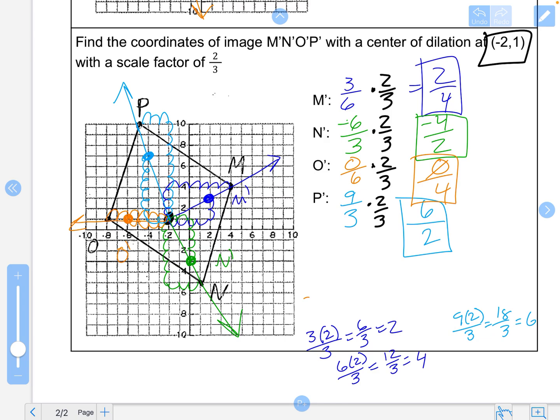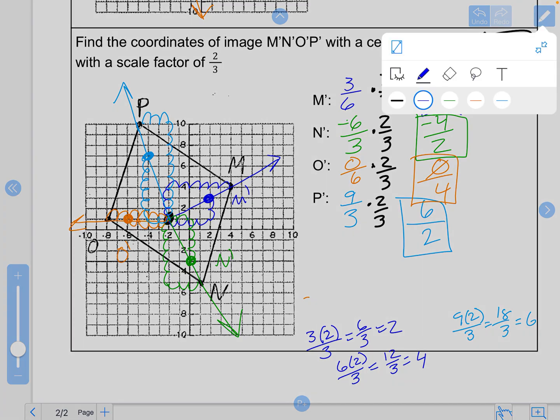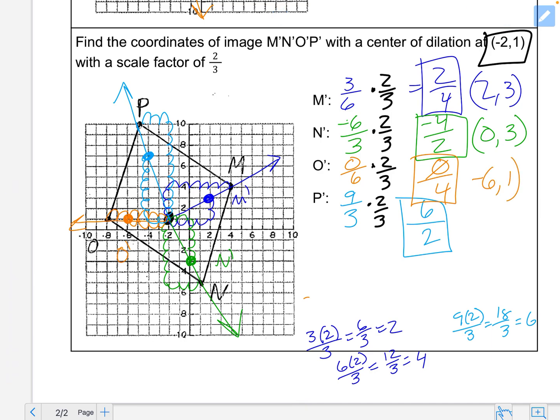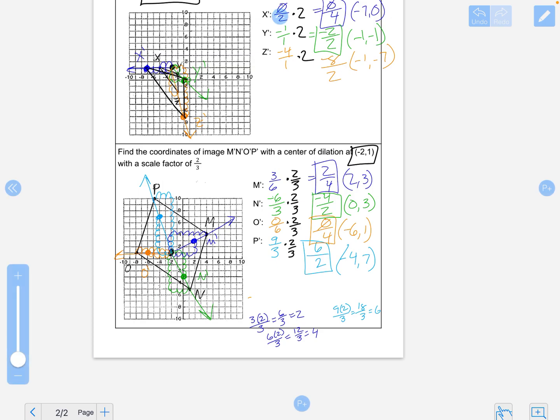So my new location of M prime is 2, 3. My new location of N prime is 0, 3. My new location of O prime is -6, 1. And my new location of P prime is -4, 7. And so that's how we do dilations not at the origin.